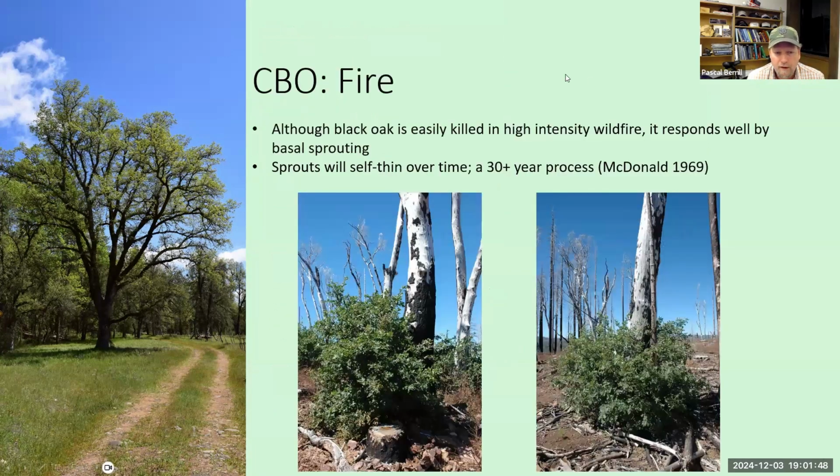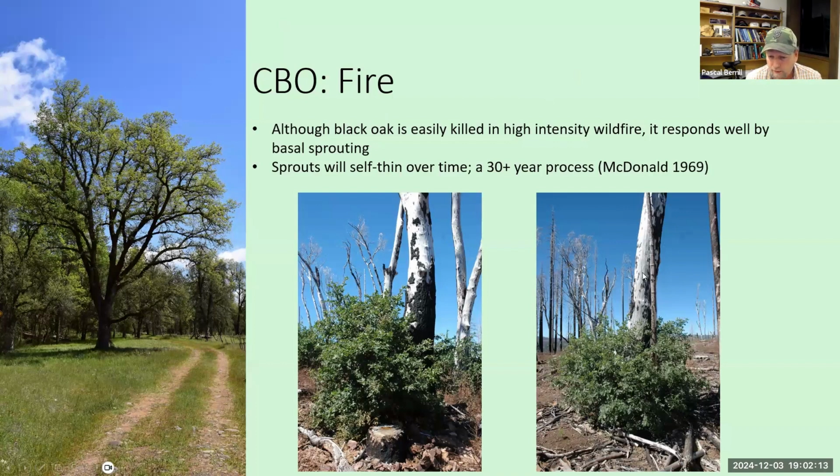So continuing with the fire story, the black oaks are easily killed by the high intensity fire, but look in the pictures here how it responds. It responds with basal sprout. Pictured here in these two images, you'll see the central tree. We're calling this the snag now. It's not a tree anymore. It's the old oak tree that was top killed by the fire.